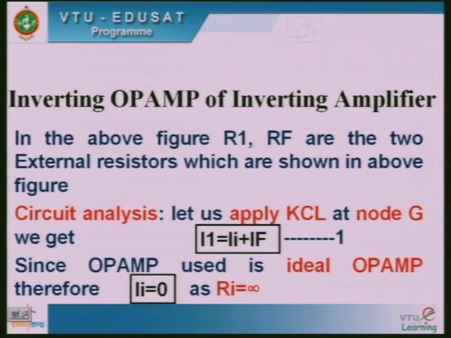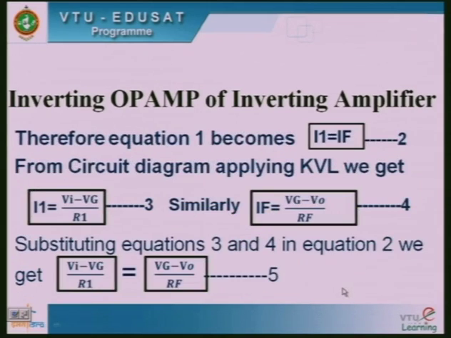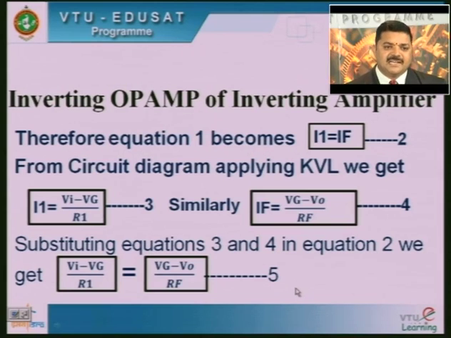The same thing I have written on the board, but let us see the circuit analysis. Let us apply Kirchhoff's current law at node G. I1 is equal to Ii plus If. I will call it equation 1. Since the op-amp used is an ideal op-amp, Ii is equal to 0 as Ri is equal to infinity. Therefore, equation 1 becomes I1 is equal to If, which is equation 2.